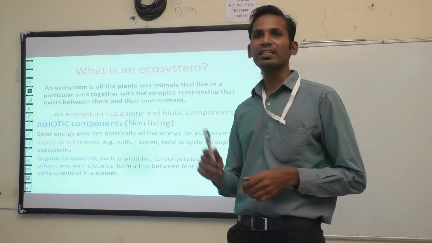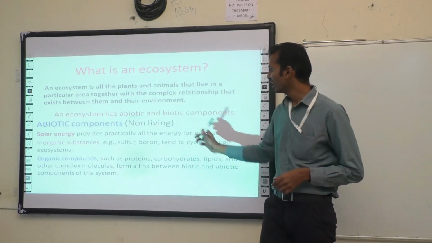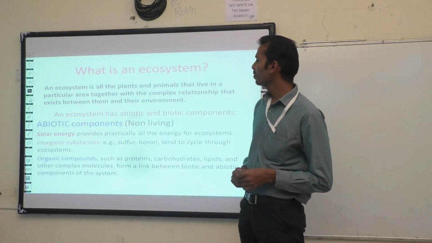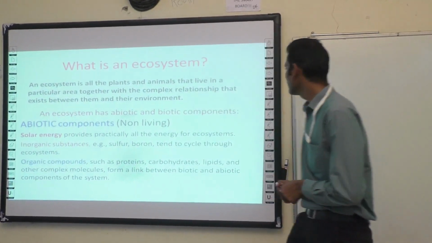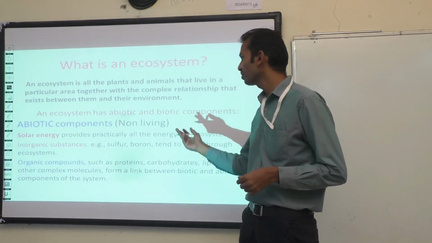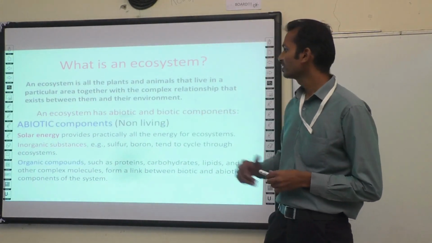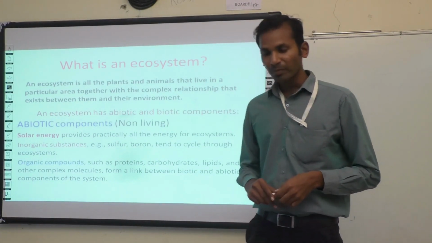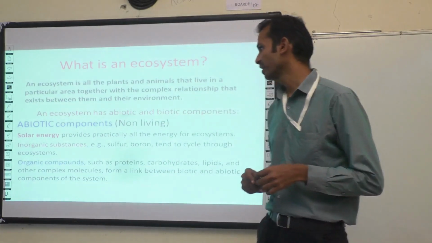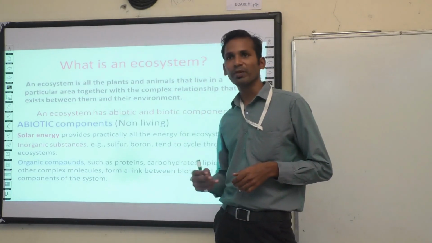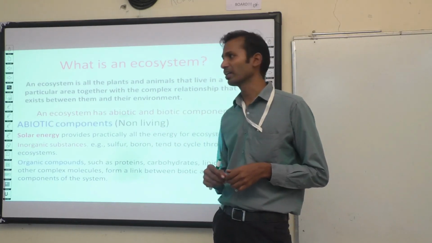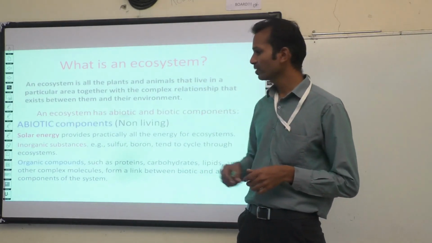So as I told you, it has two main components, biotic and abiotic. So what are abiotic and biotic components? First one is abiotic components. A means non-biotic, non-living things. So abiotic is all non-living things. So the main energy for this ecosystem, where does it derive from? It derives from solar. The solar energy provides the main energy for all the components, biotic and abiotic, for everything. So all the energy is derived from the sun.